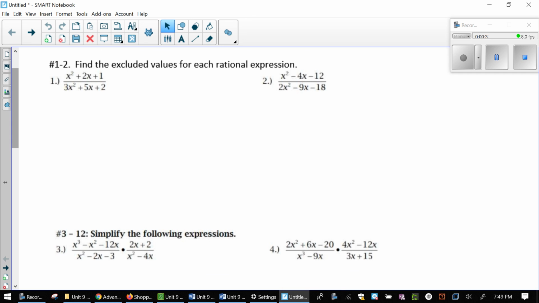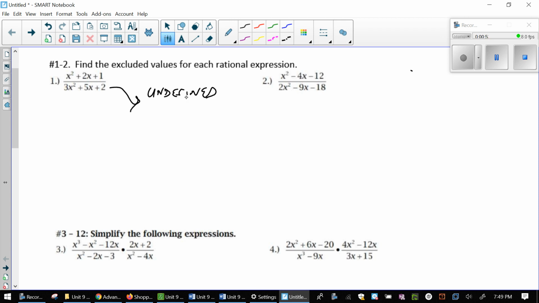All right, so 1 and 2, find the excluded values for each rational expression. Remember that excluded values, when we ask this question, what we're really asking is the values that make the expression undefined. So remember that it's undefined when the denominator equals 0. So that's really all we have to do when we talk about excluded values, is take that denominator, set it equal to 0, and solve.